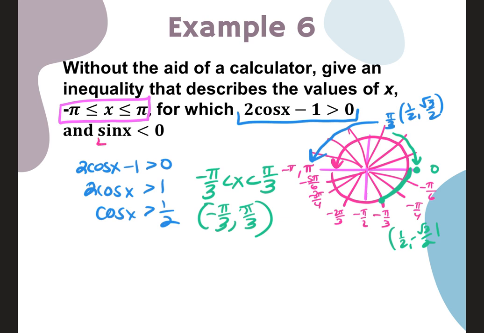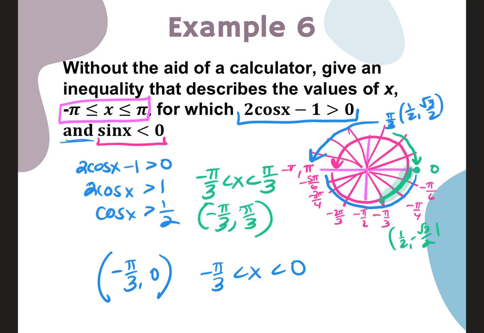Now I want sine to be less than 0. So where sine is less than 0, this one's a little bit easier to see, hopefully, because that's underneath the x-axis. So all these values are where your sine is less than 0. Because it's an and statement, I need it to overlap. The only place in which these are both true are the bottom part of what we selected for our cosine answer, which means from negative pi over 3 to 0, not including them, so parentheses, or negative pi over 3 is less than x, which is less than 0.